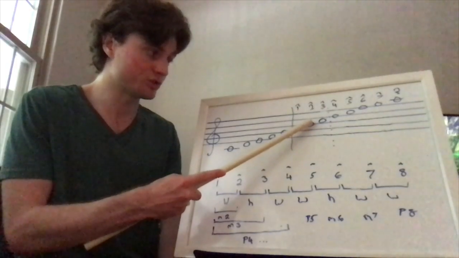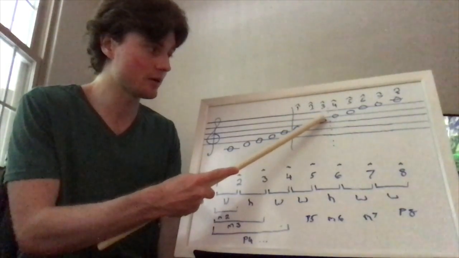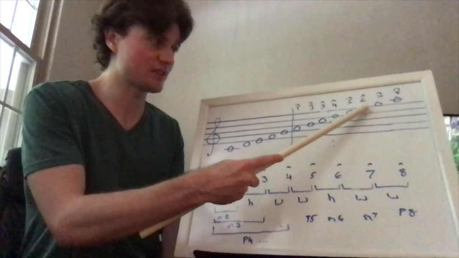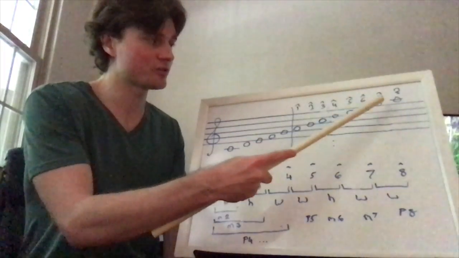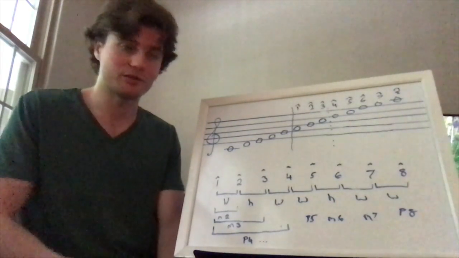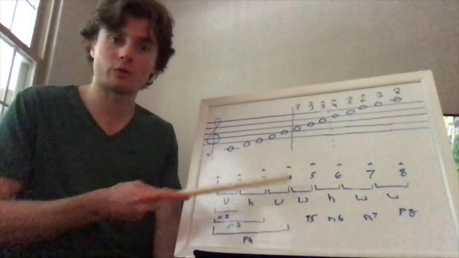A to B is a whole step, B to C is a half step, C to D is a whole step, D to E is a whole step, E to F is a half step, F to G is a whole step, and G to A, another whole step. That completes the pattern. So it's as simple as that when you are building it.